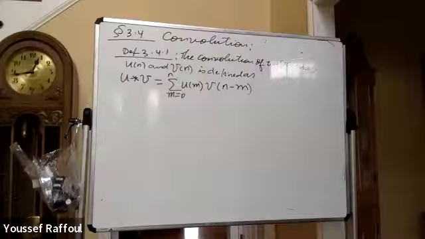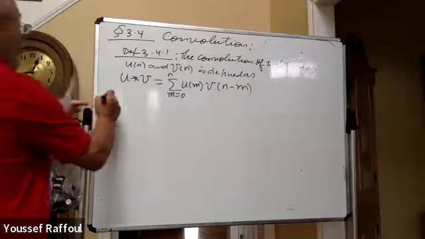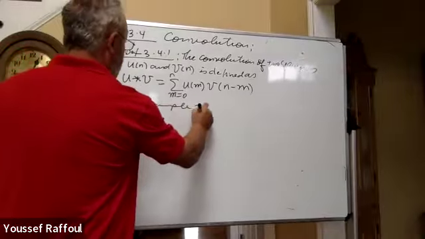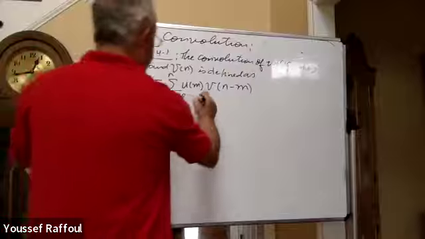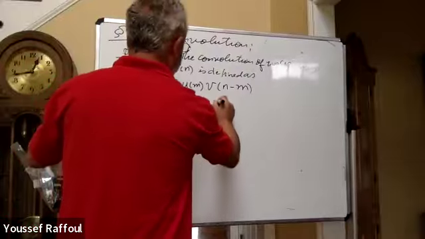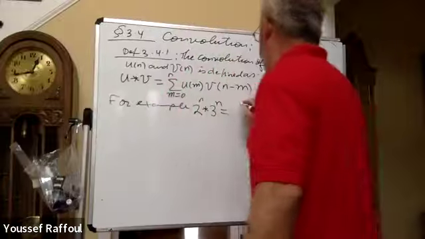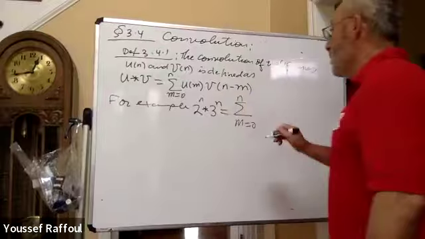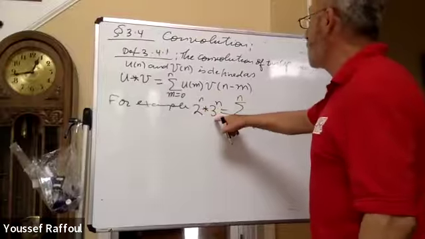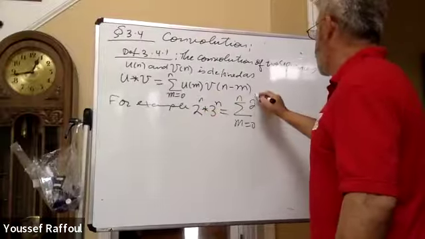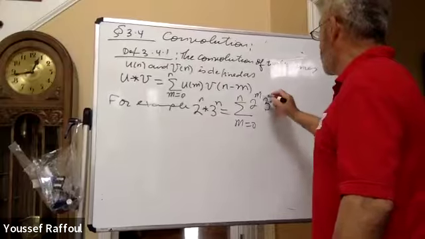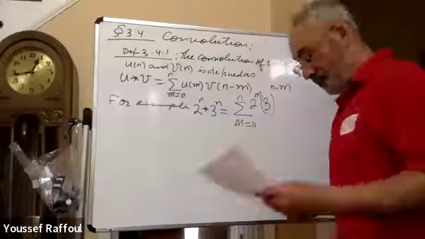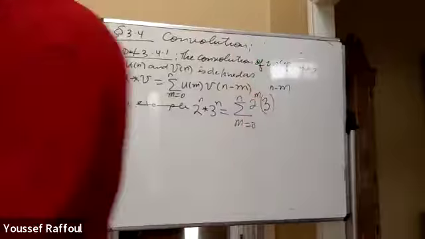Okay? For example, 2 to the n star 3 to the n is the sum for m equals 0 to n. Let's take this as u, this as v. It will be 2 to the m times 3 to power n minus m. Okay?